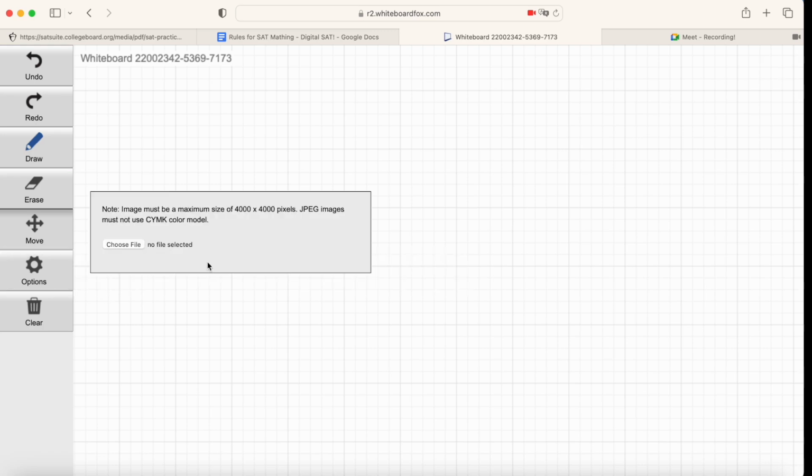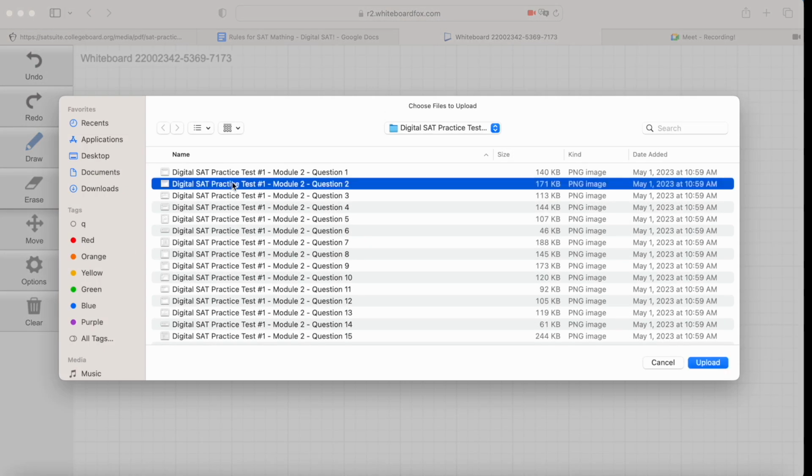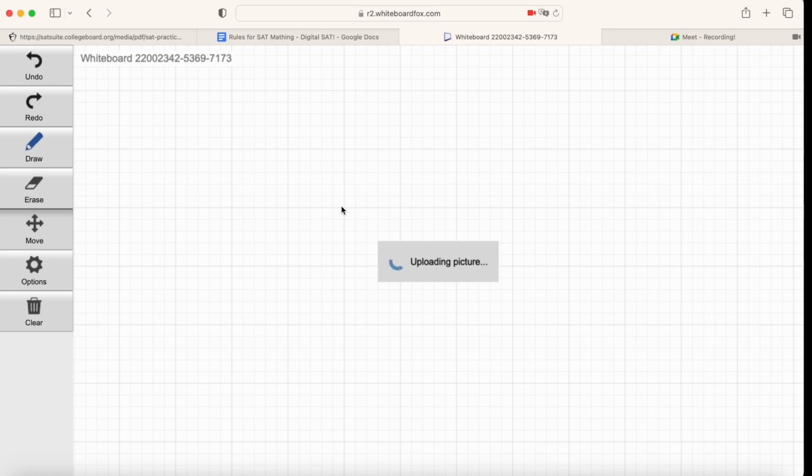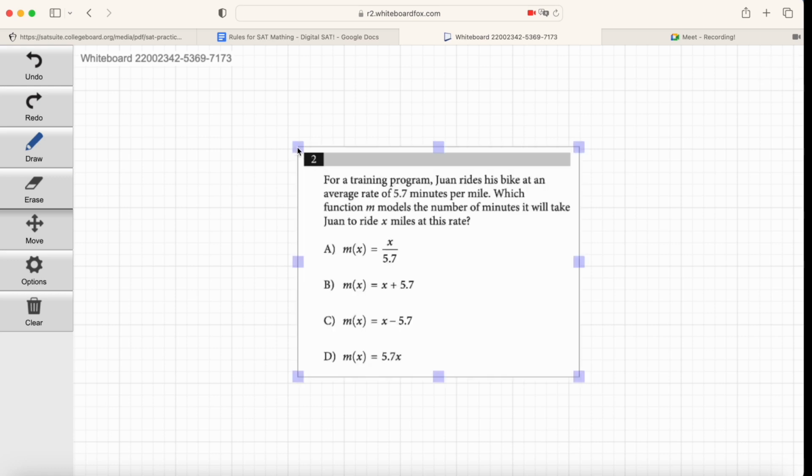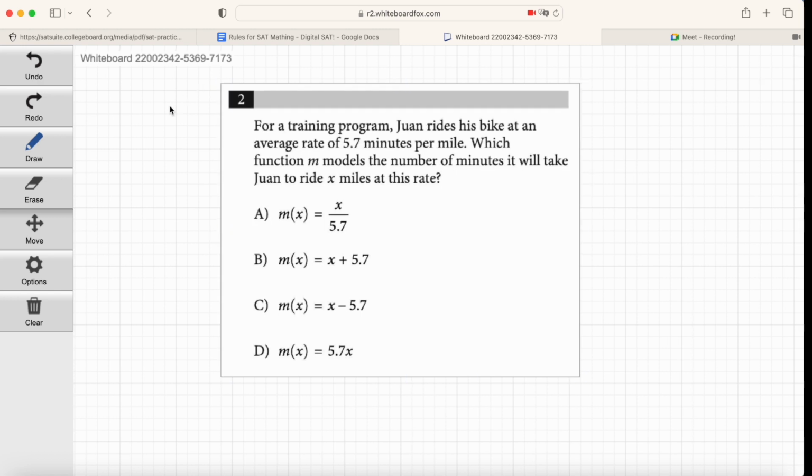Next up, believe it or not, is question number 2. So let's take a look at it and see what we got here. All right. Go and read question number 2 when you see that on your screen. For a training program, Juan rides his bike at an average rate of 5.7 minutes per mile. Which function M models the number of minutes it will take for Juan to ride X miles at this rate?